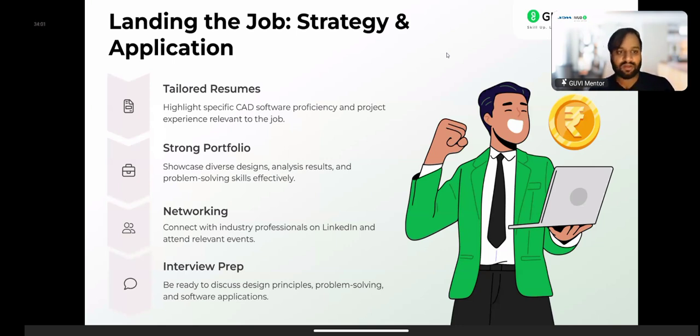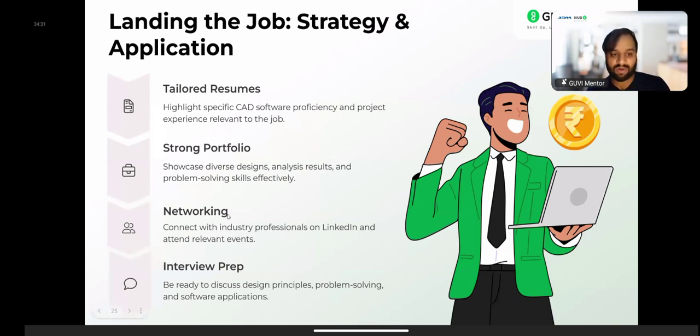Strong portfolio, which I told you: do some projects and add them to the portfolio. That will help you stand out from the crowd. If you add a portfolio with your resume, when a recruiter sees your resume, they can go directly to the portfolio and see the skills you have already used in projects. They will see these are the required skills for this position, and we can get you an interview.